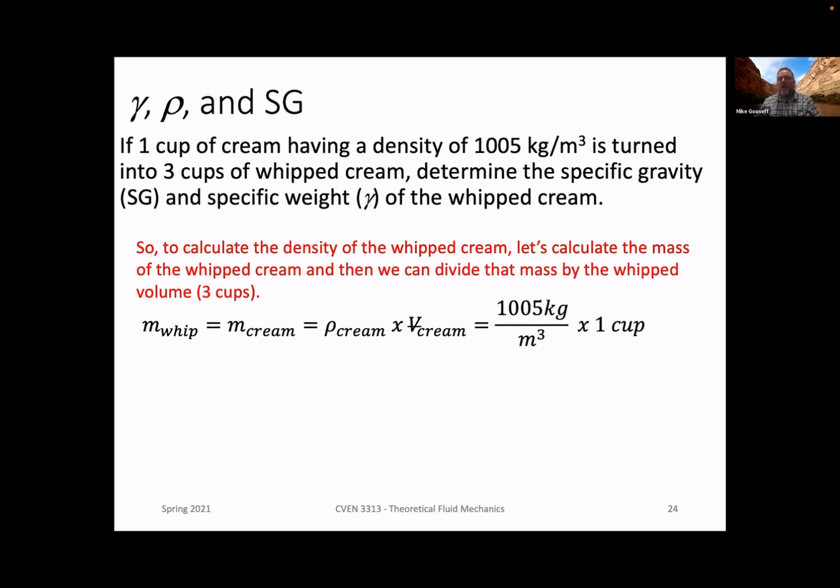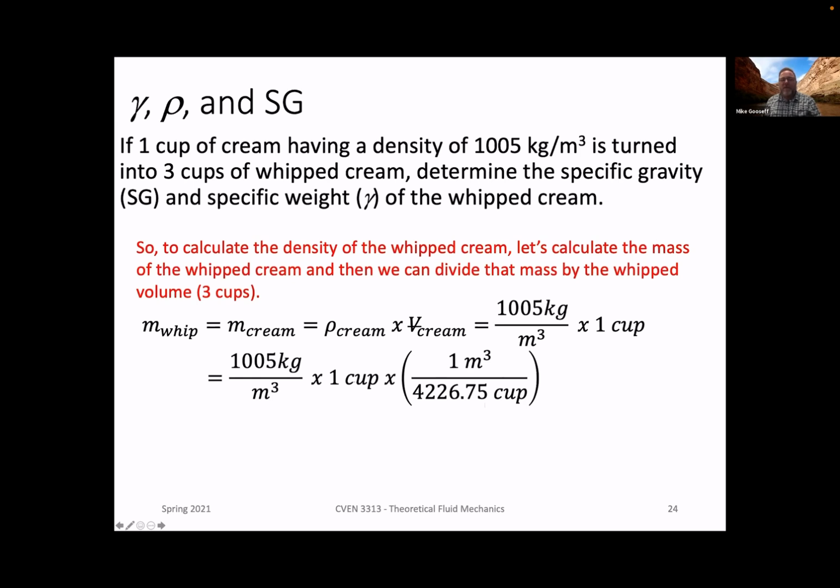Okay, so we can plug in these values. 1,005 kilograms per cubic meter times 1 cup. Before you go look online, I will tell you that the conversion from 1 cup that you have in your kitchen to cubic meters is not there. So I looked this one up on Google. I did have to look. 1 cubic meter is 4,226.75 cups.